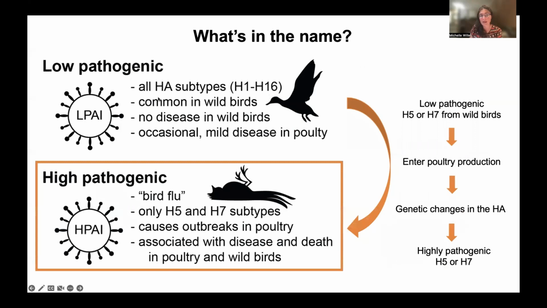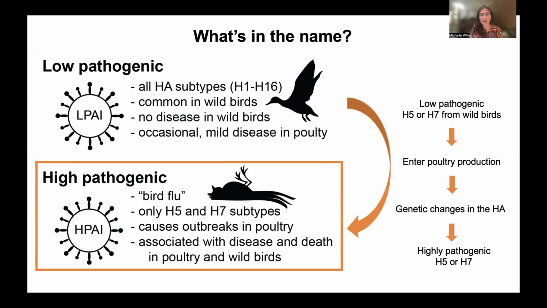Avian influenza viruses are divided into these two broad categories based on their pathogenicity. So we have low pathogenic avian influenza and high pathogenic avian influenza. So low pathogenic avian influenza, sometimes called LPAI, comprises all the HA subtypes found in birds, so H1 to H16. It's common in wild birds, particularly members of the Anseriformes and Procellariiformes, and is believed to be a natural part of the virus communities of these birds. These viruses cause no disease in their wild bird hosts, no death in their wild bird hosts, but we may see occasional mild disease in poultry.